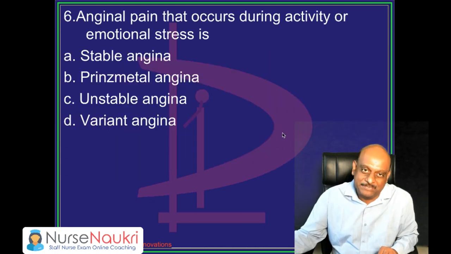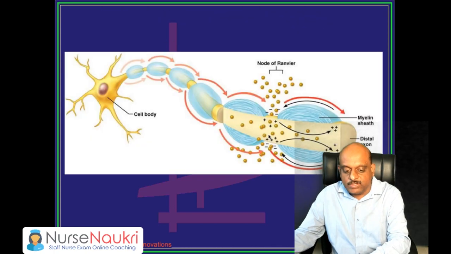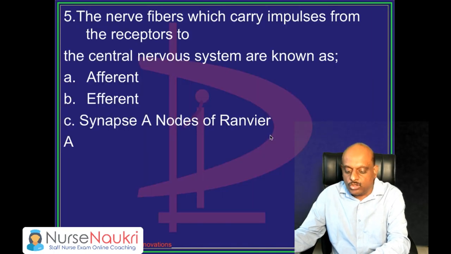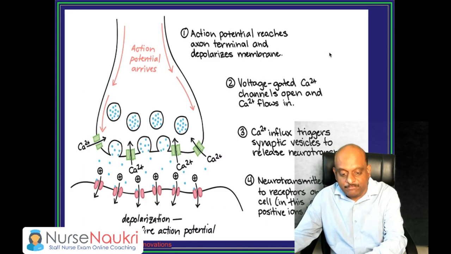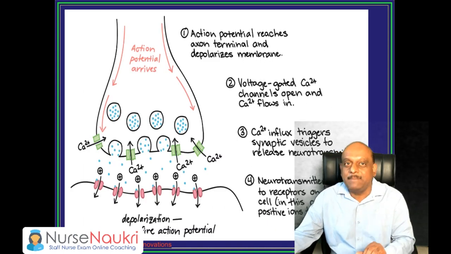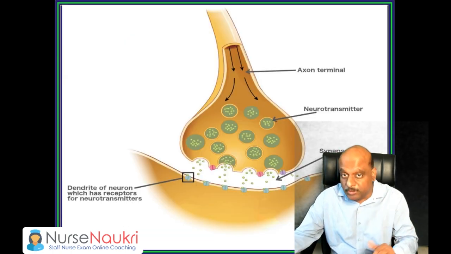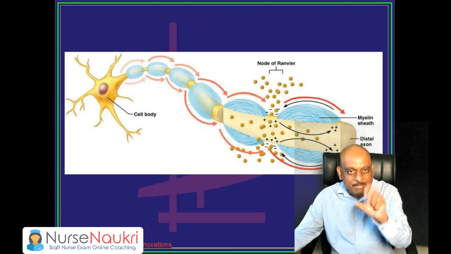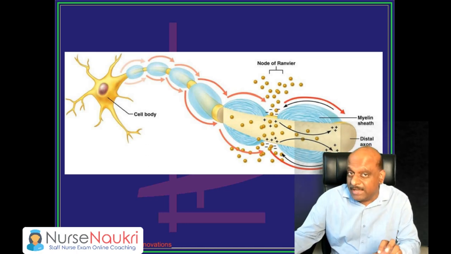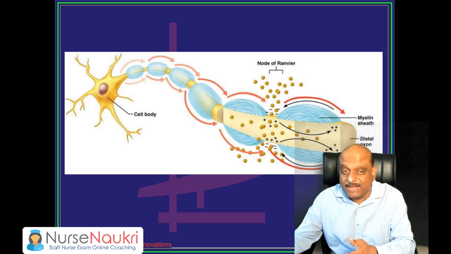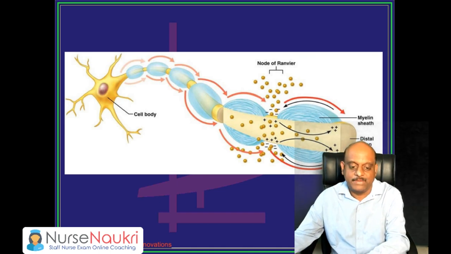So now let us have a quick summary of all that we studied. You know what is meant by afferent nerve, efferent nerve, the neuromuscular junction, what are action potentials, how depolarization happens, how muscle contraction happens, what is meant by a myelinated nerve, unmyelinated nerve, the node of Ranvier, etc. Excellent.